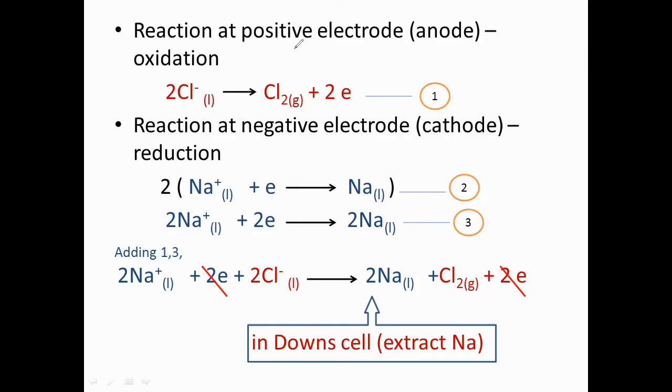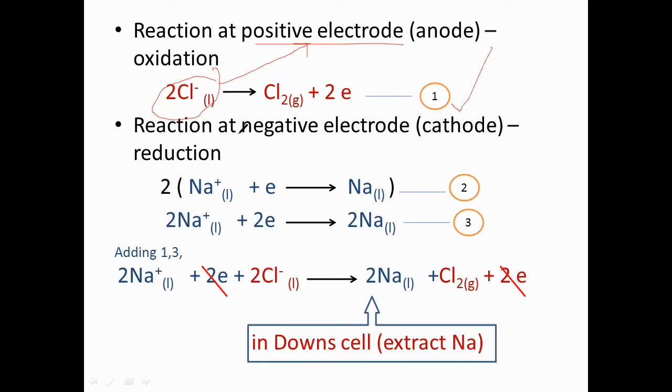Now the reaction happening at the positive electrode: the chloride ions are the negative ions. So these ions migrate towards the positive electrode, lose electrons and undergo oxidation. This is the first half reaction.